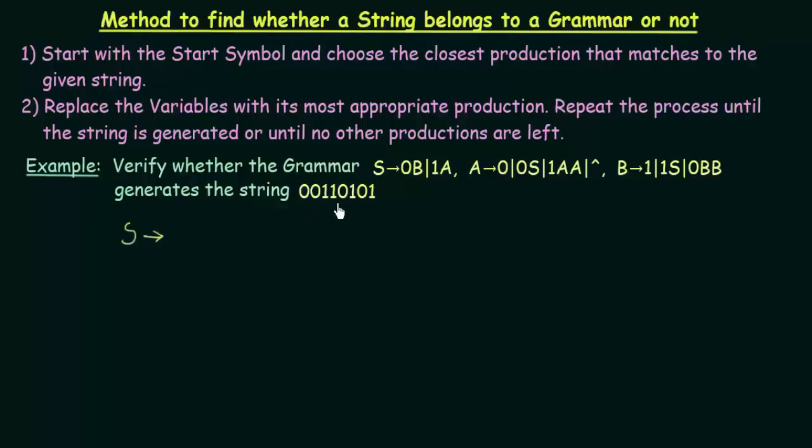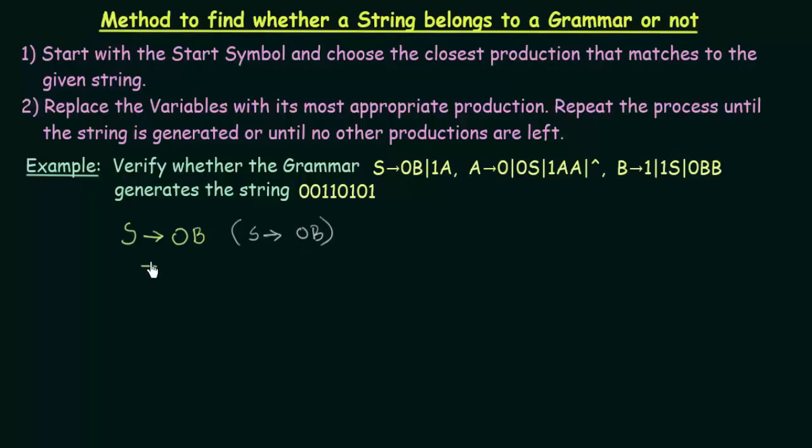Let us see what string we need. The first symbol in our string is 0. In order to get 0, what production of S can we use? S can give 0B and also 1A. If I choose 1A, 1 will be the first symbol, but I don't want that. If I choose 0B, I will get 0 as the first symbol, and that is what I want to generate this string. So I will choose 0B. This is from the production which says S gives 0B.